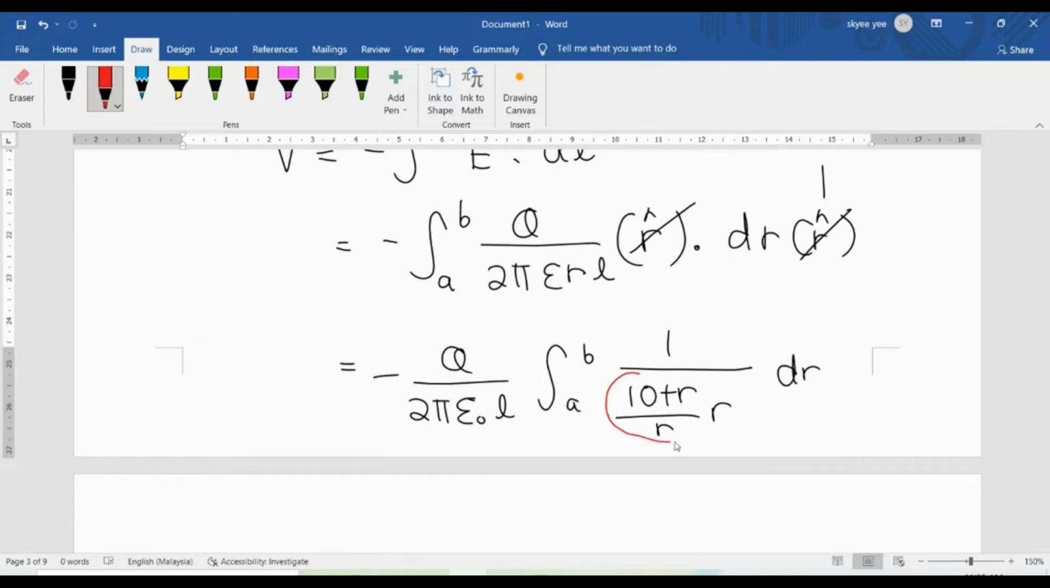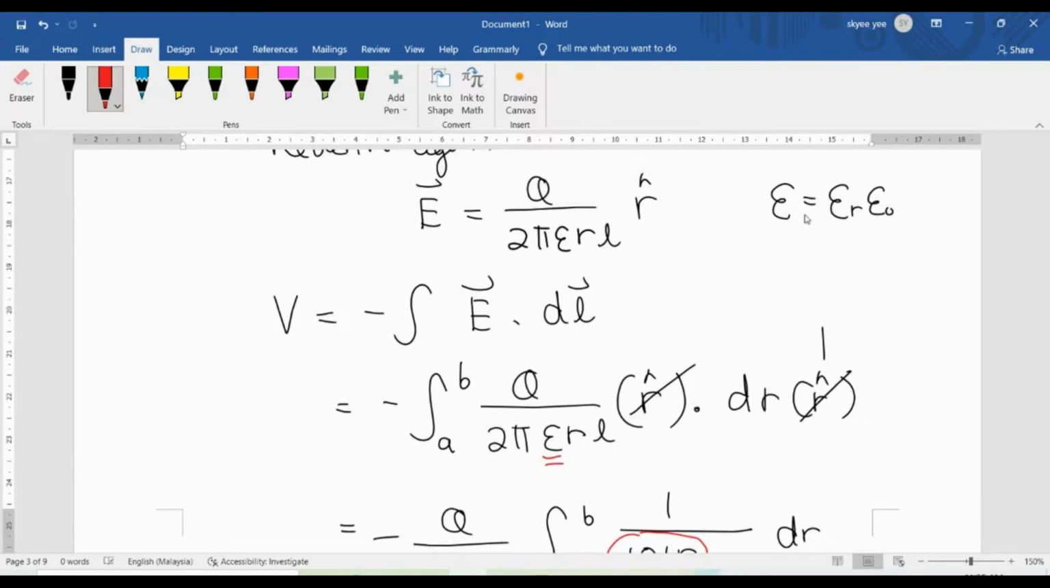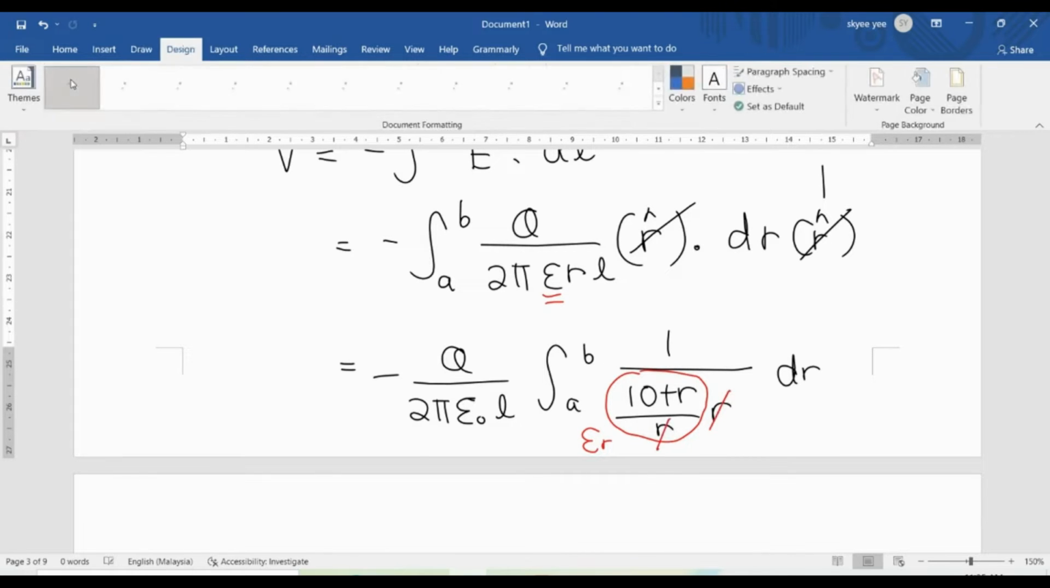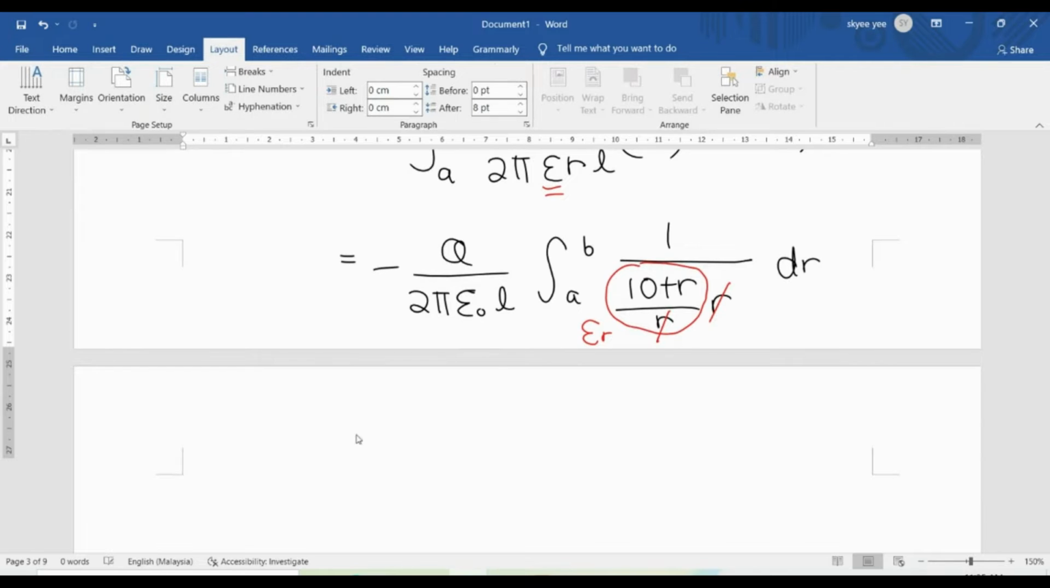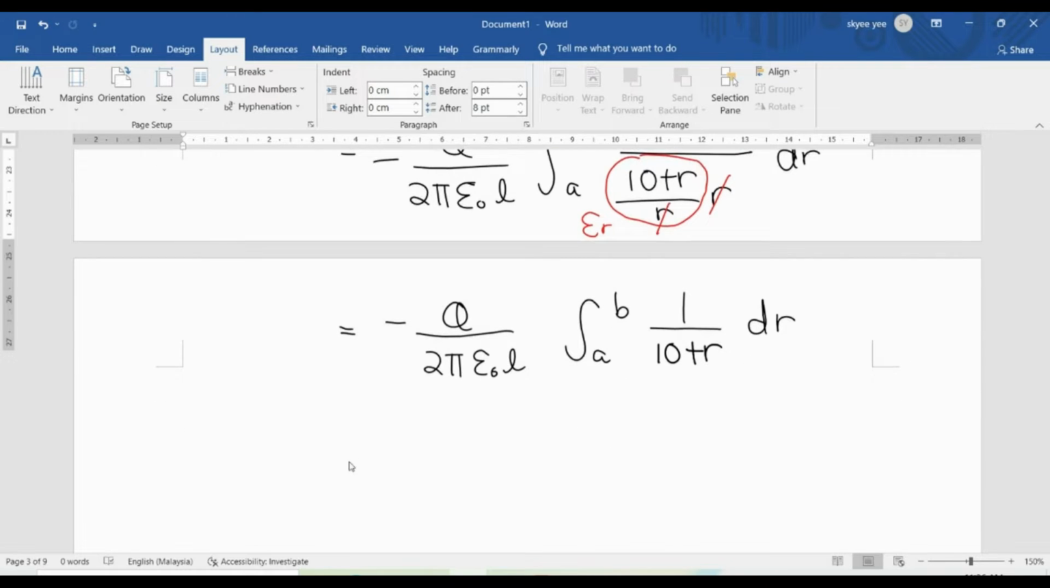So this thing is the epsilon r. Epsilon r multiplied by epsilon naught gives you the epsilon, so you can cancel it. So you have q over 2 pi epsilon naught L, integrate A to B of 1 over 10 plus R, dR. So now you have to continue with the integration.